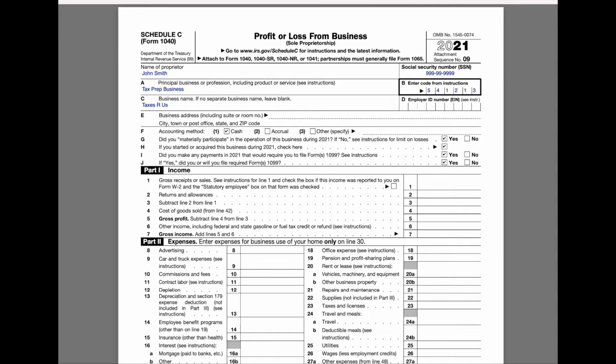Line 1, gross receipts or sales. Here you would just enter the gross receipts or sales from your business. A quick note here is off to the right, there's a box for statutory employees. If you received a W-2 from your employer and box 13 is checked, you need to go ahead and report the income and expenses related to that income on Schedule C.